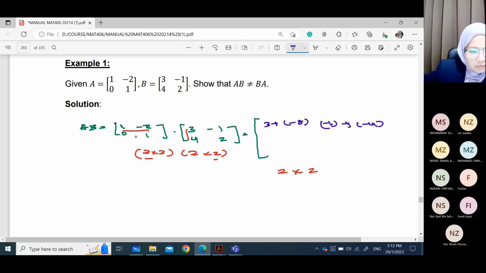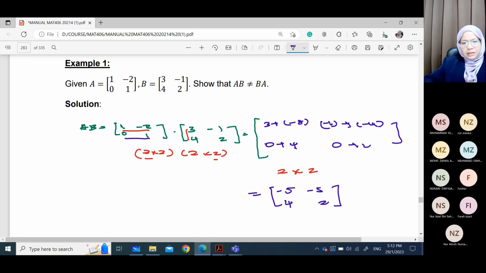Okay, and next, for the second, yang ni, kita darabkan dengan yang ni. Sama juga kaedah dia, dia melintang dan juga menegak macam tu. So 0 times 3, we have 0. So 1 times 4, we have 4 plus 4. And the last entry, 0 times negative 1 is 0, 1 times 2 is 2. Okay, so the answer here is 3 tolak 3 minus 8, negative 5. 1 minus negative 1 minus 4, we have negative 5, 4 and 2. Okay, boleh?